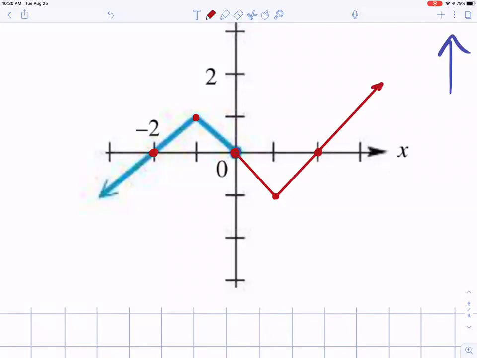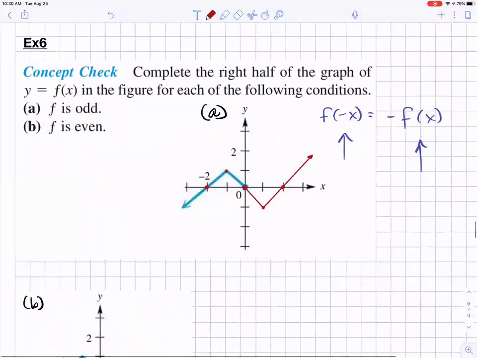Now question, if I take this and turn it upside down, other than the colors that I used, will it look exactly the same? Yeah, it will. So this is an odd function. It has origin symmetry because I can turn it upside down and it looks exactly the same thing. Now let's go to part B.